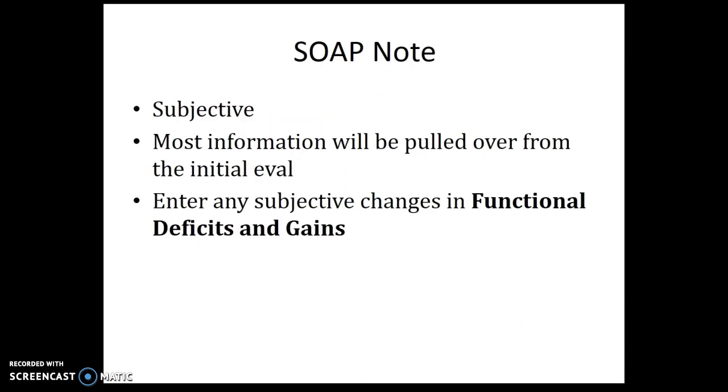Okay, now we're going to start our SOAP note. The first tab that's going to open is our subjective tab, and most of the information from the initial evaluation will actually be pulled over to this daily note. Things like injury date, past medical history, all of that will be pulled over. What you will need to do in your subjective section is input the subjective information that you have gathered from your patient for today's visit. There will be a box that says functional deficits and gains, and that's where you are going to type in your information that you collected from your patient on today's treatment.